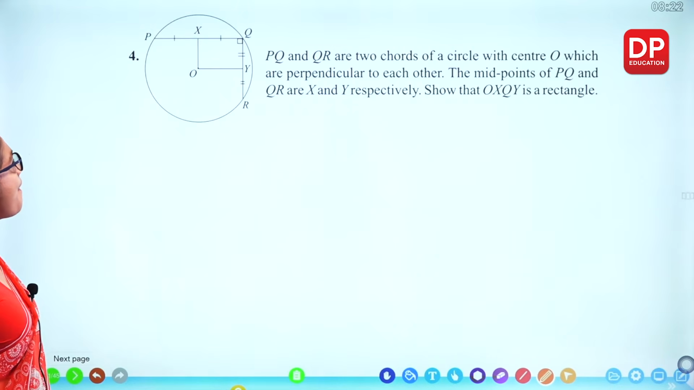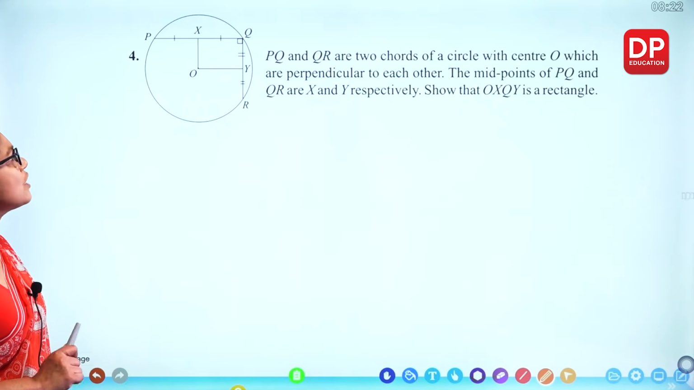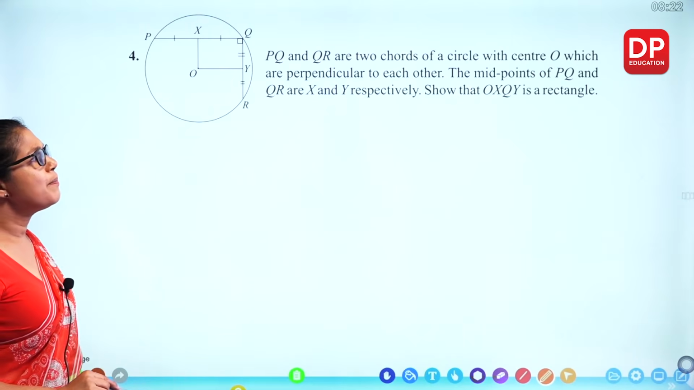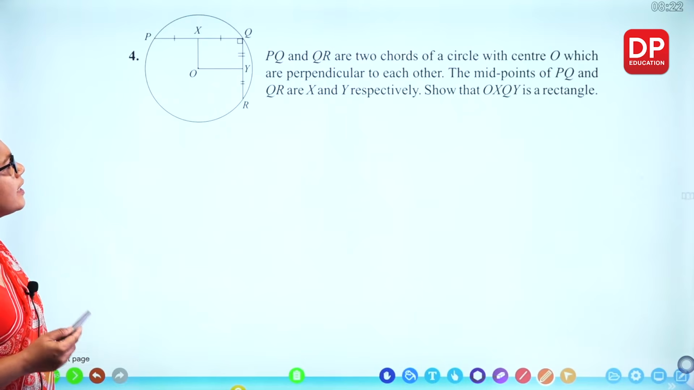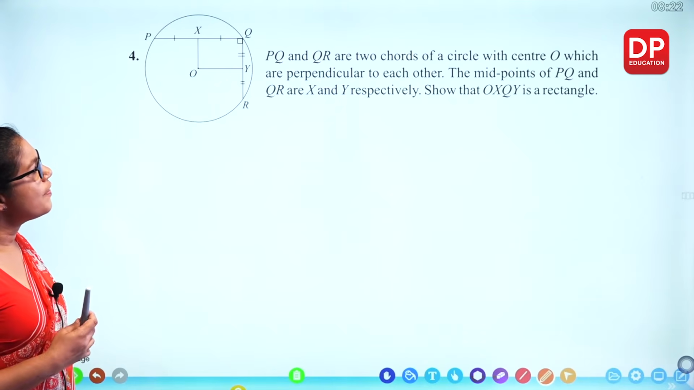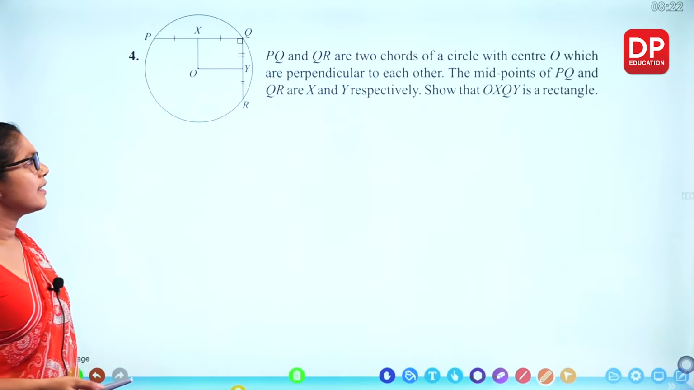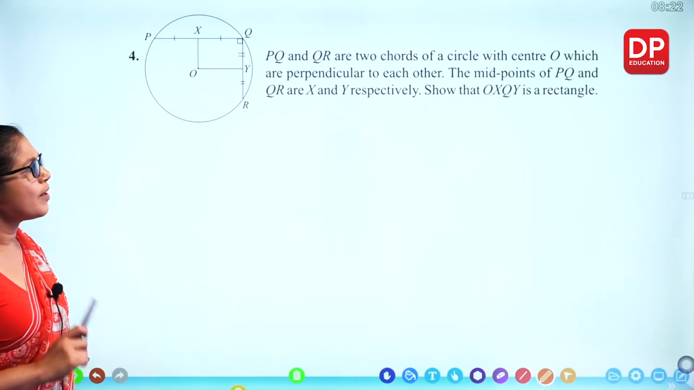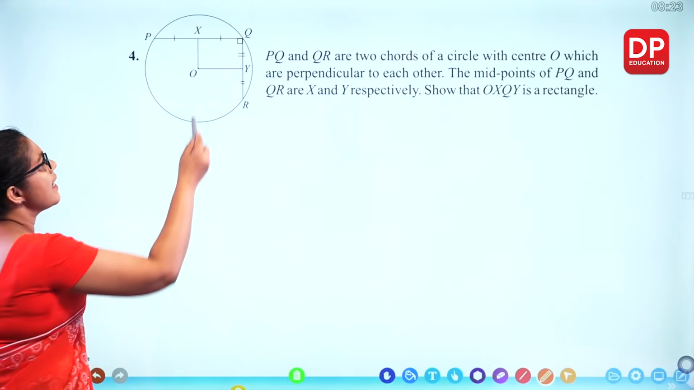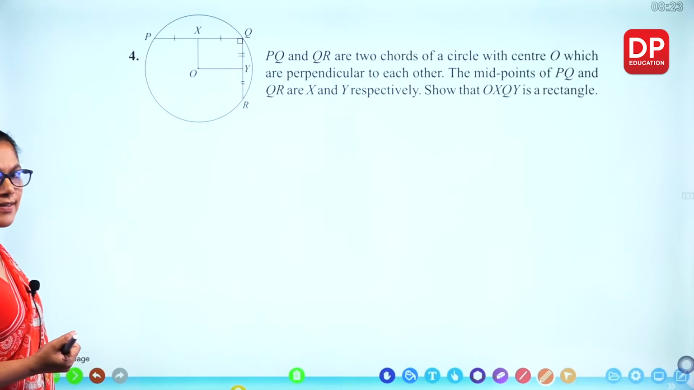It says PQ and QR are two chords of a circle with center O which are perpendicular to each other. So here PQ and QR are both perpendicular. The midpoints of PQ and QR are X and Y. So these two are midpoints. Show that OXQY is a rectangle. We did a similar question to this before. So how can we show that this is a rectangle? That means we have to show all these angles are 90 degrees.